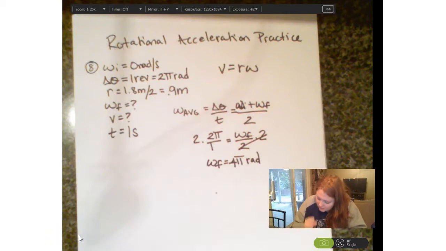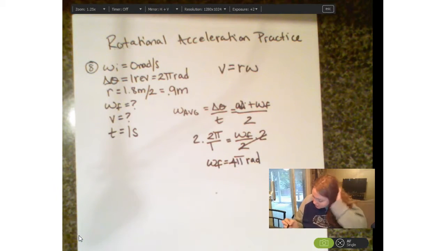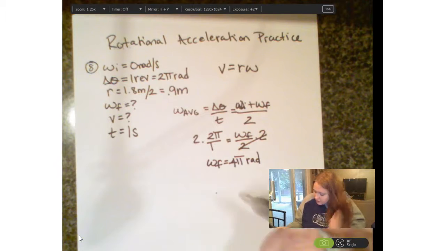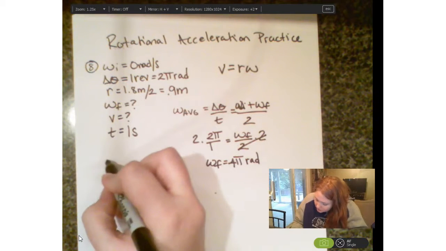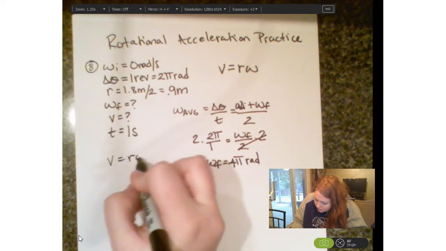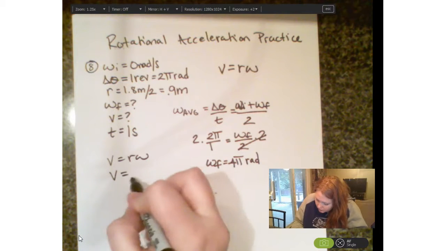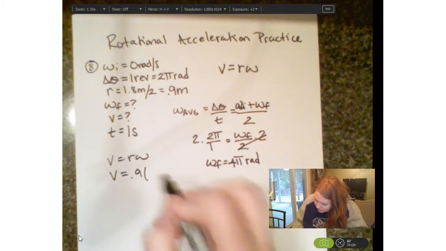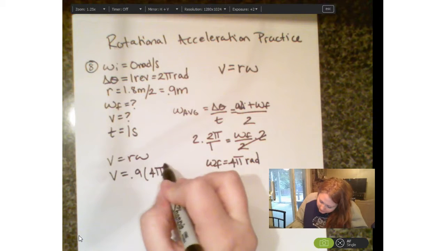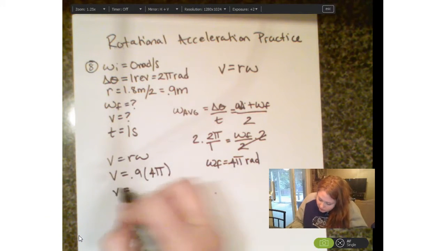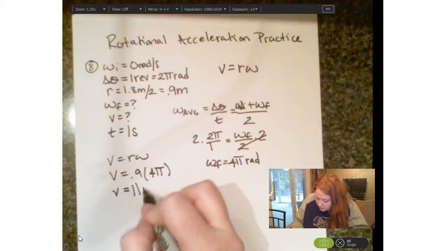Now from here, to get my linear speed, I'm going to do v equals r omega, so v equals 0.9 times omega, which is 4 pi. You should get about 11 meters per second.